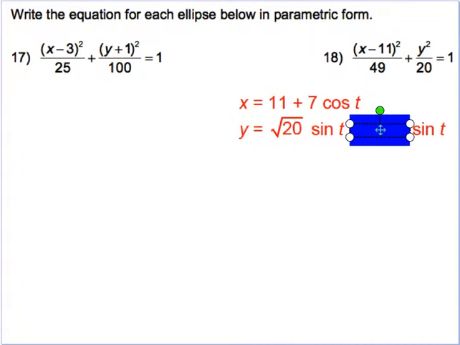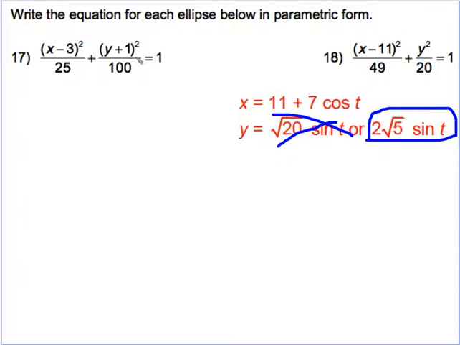But don't forget, you can reduce that, and the square root of 20 reduces to 2 times the square root of 5. I do want you to go ahead and reduce those because I know you know how to do it. So do not write this. I want this as your answer, okay?